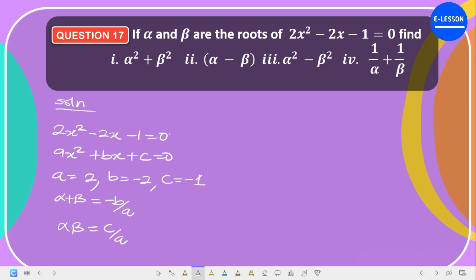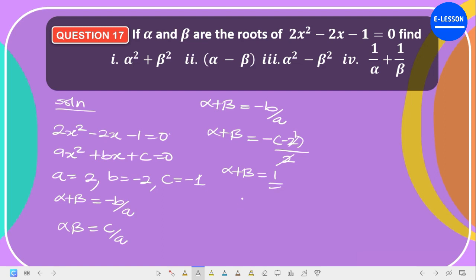So if alpha and beta are the roots of this equation, we've already gotten our a, we've gotten our b, we've gotten our c. Now, we are going to look for alpha plus beta. We said alpha plus beta is equal to minus b all over a. So our alpha plus beta will be equal to, what is our b? It is minus 2. So we have minus bracket minus 2. What is our a? Our a is also 2. So this cancels this. You have 1, minus times minus is plus. So our alpha plus beta is equal to 1.